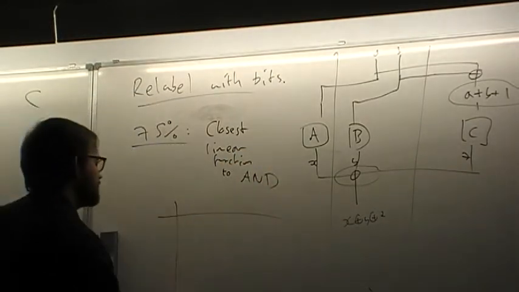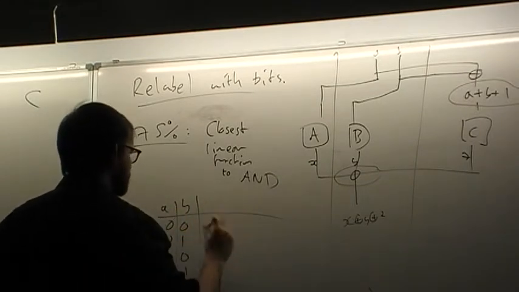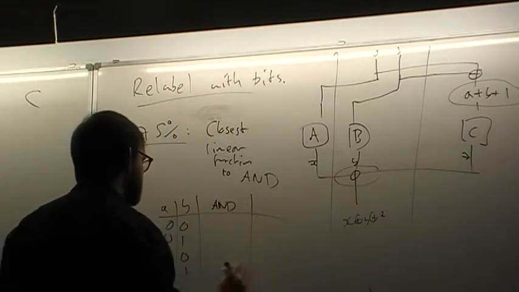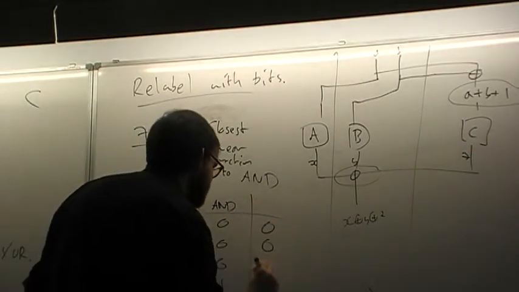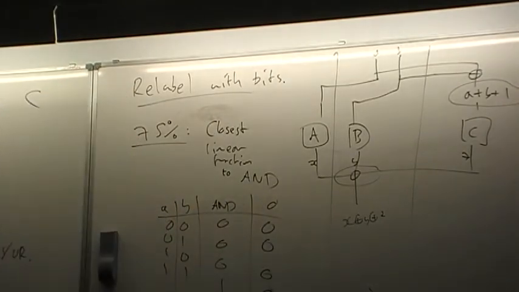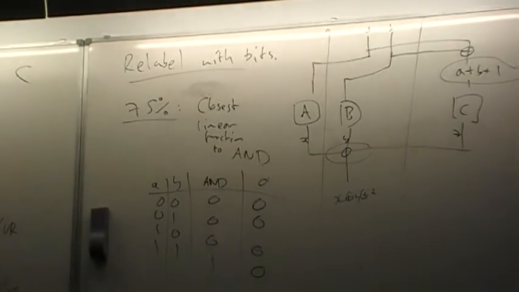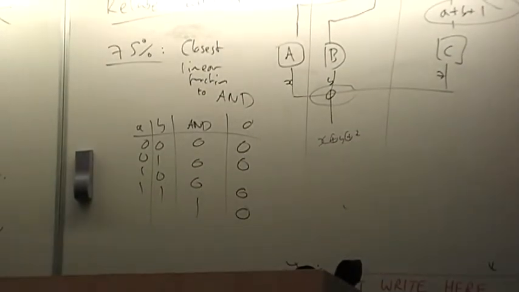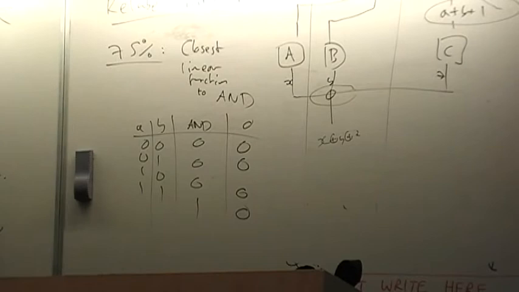Let me write down the truth table. So it's 0, 0, 0, 1. Well, the closest linear function is an easy one, just the constant function 0. And you can see it shares three quarters of the elements in the output column. And I think you can easily convince yourself that that's an upper bound. We don't need to go any further with that. And so that's where this 75% can be derived.